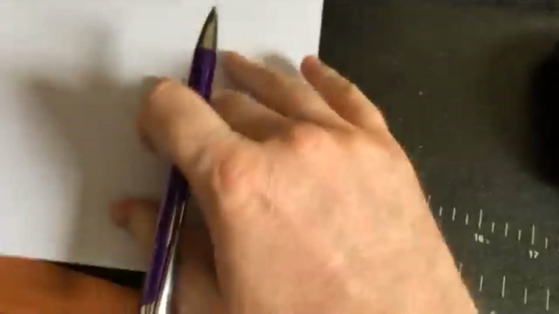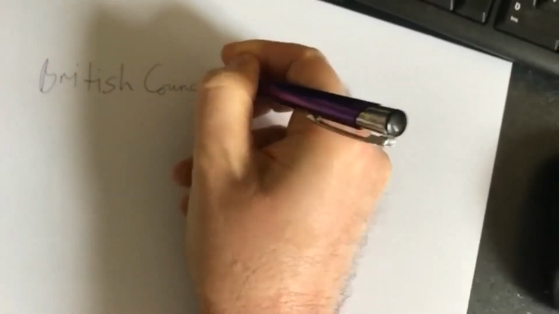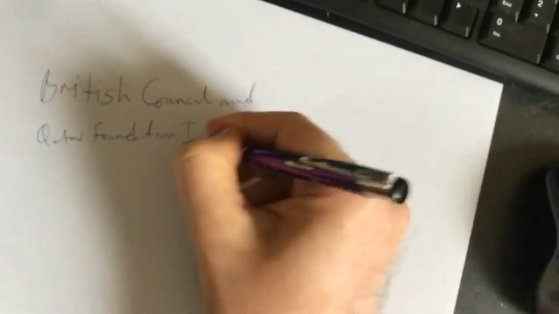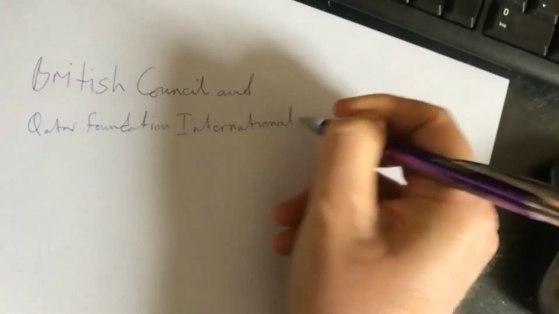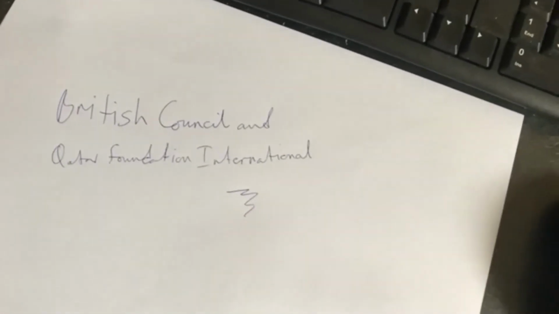So now what I'm going to do is point my camera. Can you see what I'm doing? Point my camera at a piece of paper, and then I'm going to write, let's have a look, British Council and Qatar Foundation International. So what I'm trying to do is demonstrate how you can use a second device, such as a phone or an iPad, as a visualizer. Yeah, can you all see how that's working?